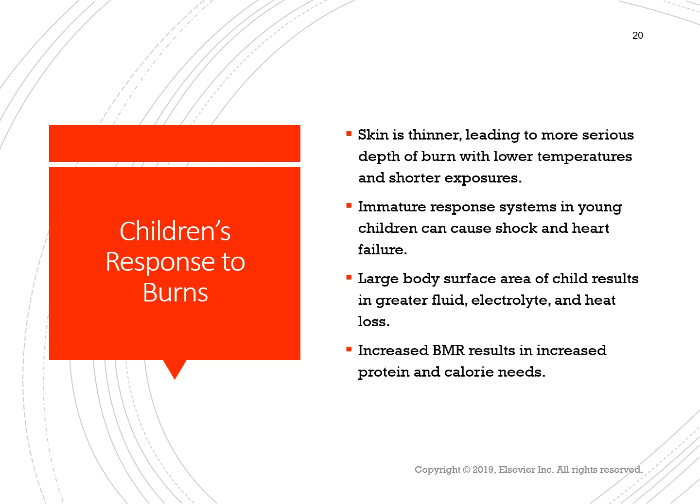The child's skin is thinner than that of the adult, leading to a more serious depth of burn with lower temperatures and shorter exposure. The large body surface area of the child results in greater fluid, electrolyte, and heat loss. Immature response systems in young children can cause shock and heart failure. The increased BMR of a child will result in an increased protein and calorie need. Less muscle and fat in the body will result in protein and caloric deficiencies when oral intake is limited.